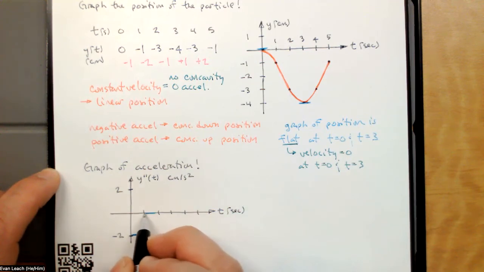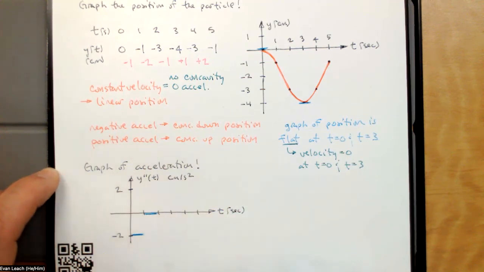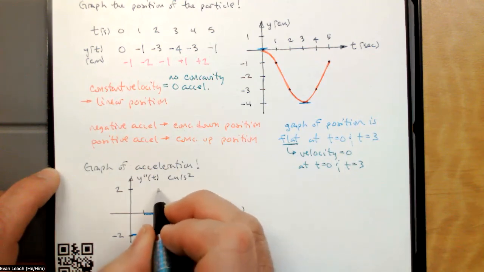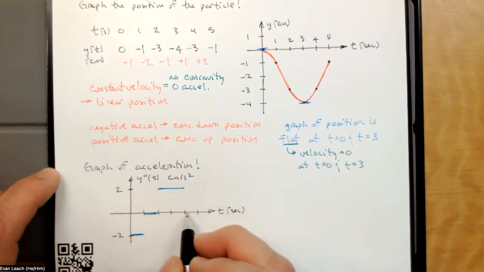From 1 to 2, the acceleration is 0. And then from 2 to 4, the acceleration was a constant 2 centimeters per second squared. And then from 4 to 5, back to 0.